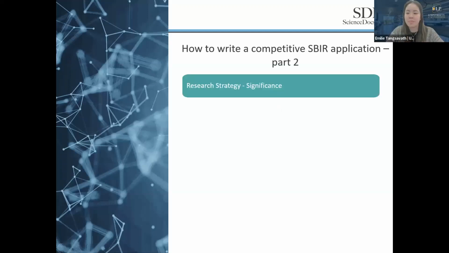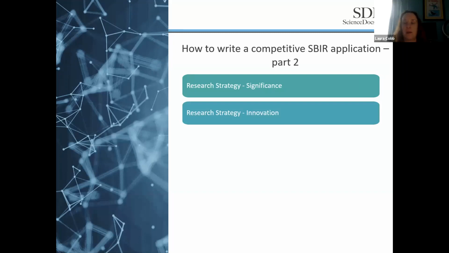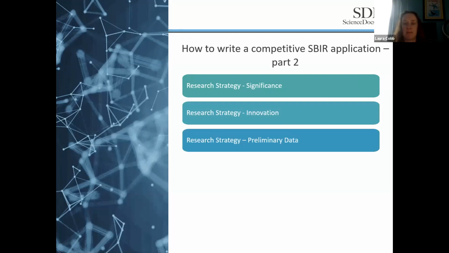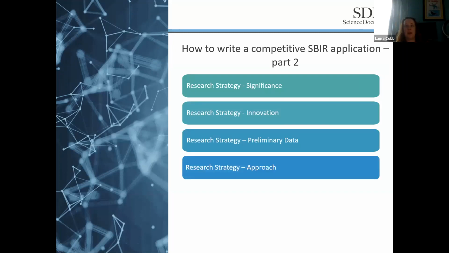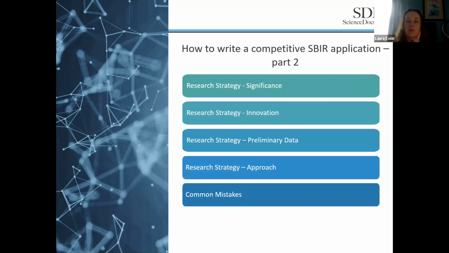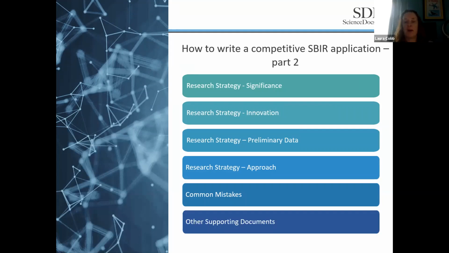So we're going to be talking about the research strategy today. There are four main sections to that: the significance, the innovation, the preliminary data, and the approach section. Once we've been through those, we're going to talk about common mistakes to avoid, and finally, just very briefly touch upon some other considerations and the other documents that you may or may not have to prepare.